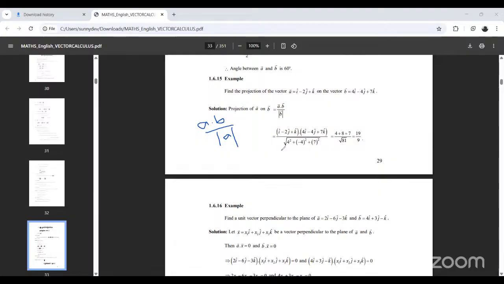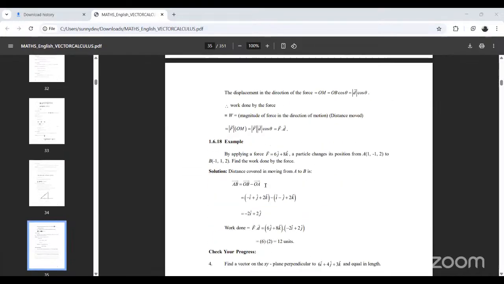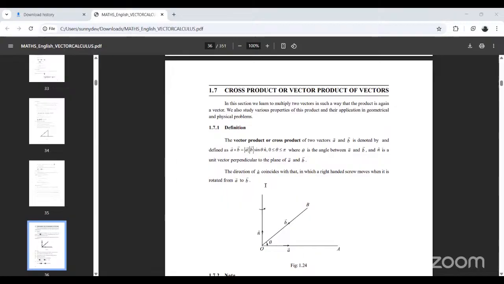Okay, so these are the important things we just discussed, the dot products. Okay. Next we come to the cross product. So the dot product is finished. Next we have to go to the cross product. So this is A, and this is B, and this is called the cross product.